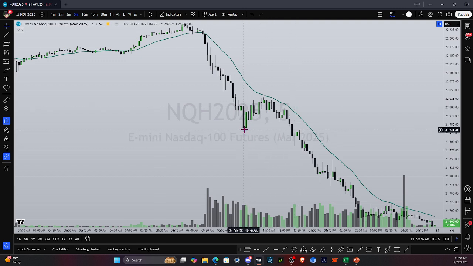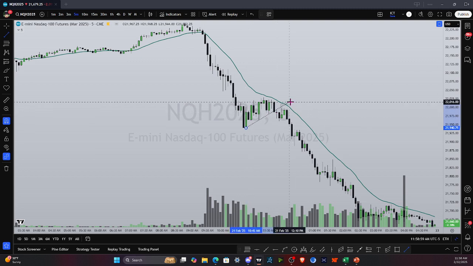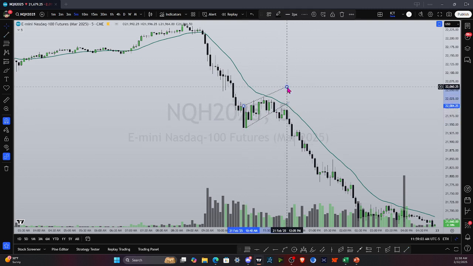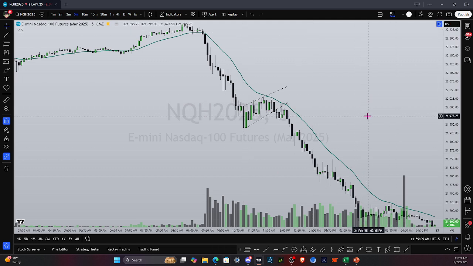So we have what Al Brooks would mark up as a bear flag, and I know ICT is not into pattern trading. He looks to fade them, or that's what retail's looking for. I still use pattern trading.